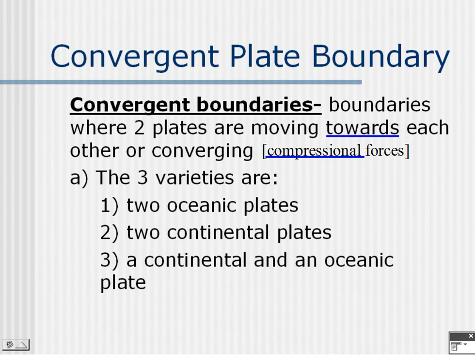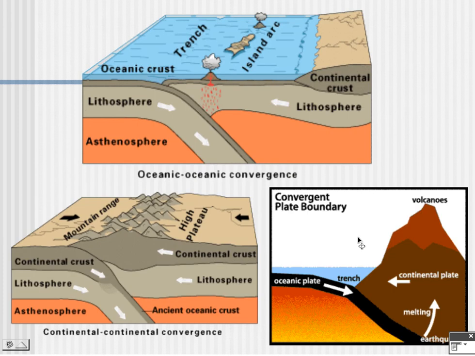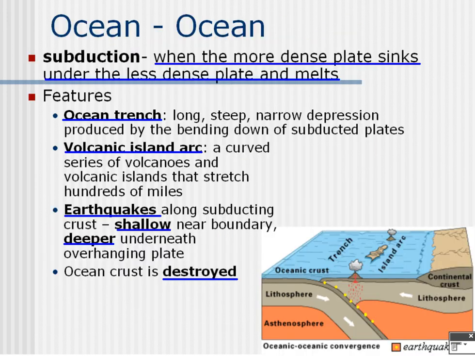Next we have a convergent plate boundary. These are where two plates are moving towards each other, and it's due to compressional forces. It's being crushed together. And since we have two different types of crust, ocean and continental, we have three different types of convergent boundaries. We could have two oceans crashing, two continents crashing, or one of each. And that's what these images show.